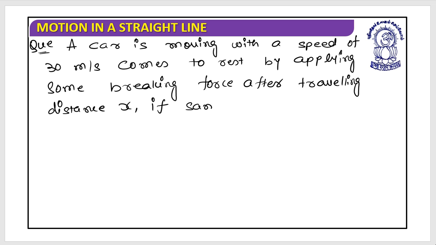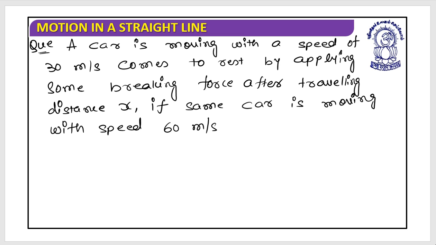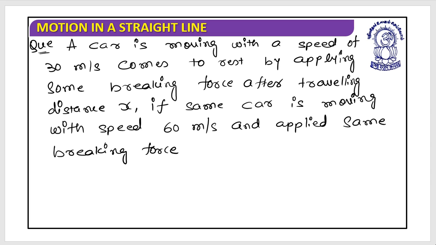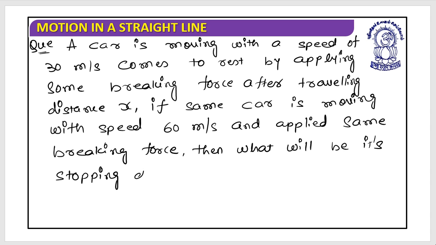If the same car is moving with a speed of 60 meter per second and the same braking force is applied, then what will be its stopping distance? Stopping distance means the distance traveled by an object before coming to rest.